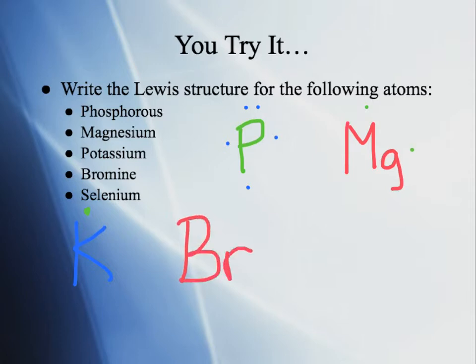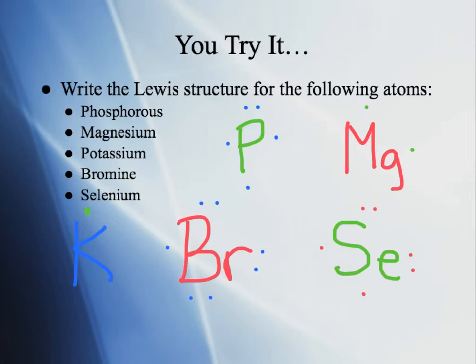Bromine is Br, and he's in group 7A, he's a halogen, and he's going to have 7 valence electrons. So we're going to do 1 on each side, and then we'll pair up the other 3. And then last but not least is selenium. Selenium's symbol is Se. He is in group 6A, and so he is going to have 6 dots, 1 on each side, and the last 2 will be paired up on 2 sides.